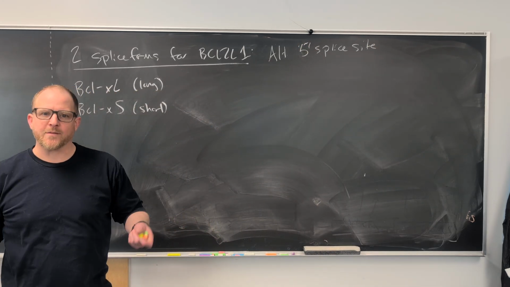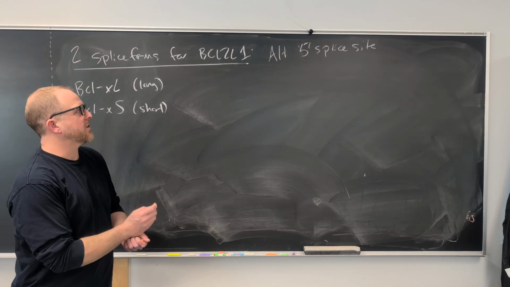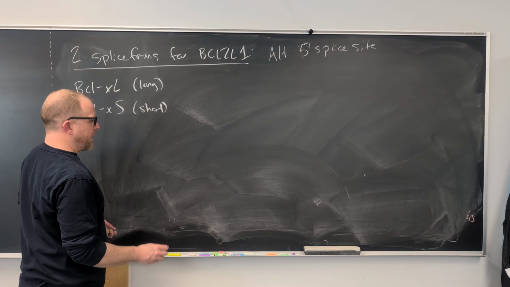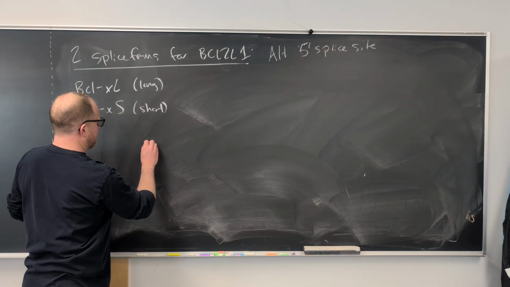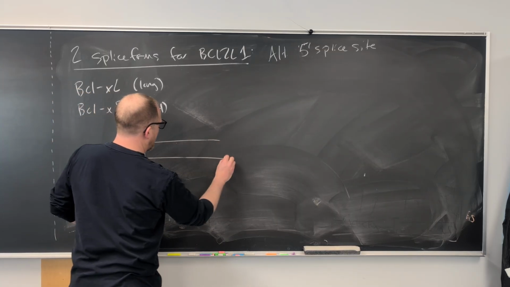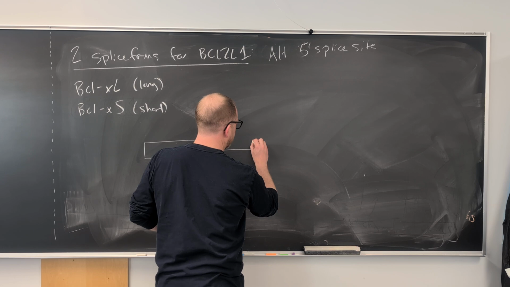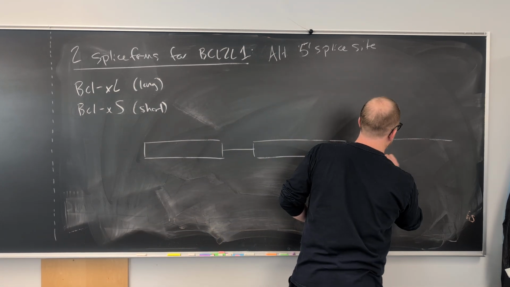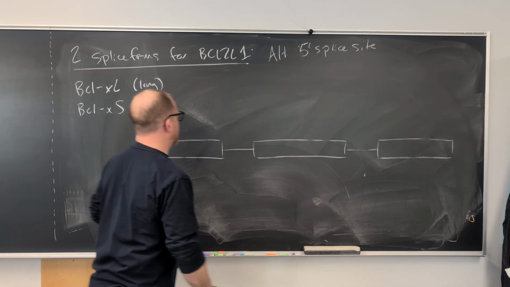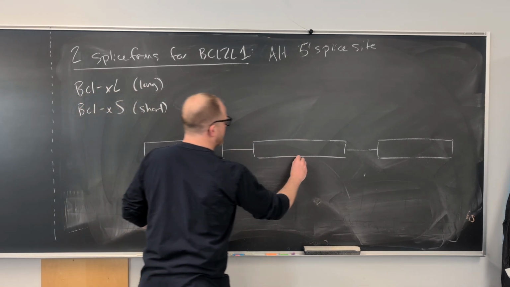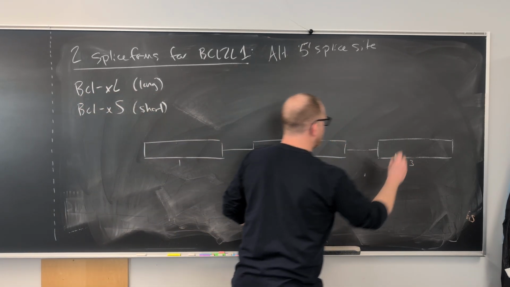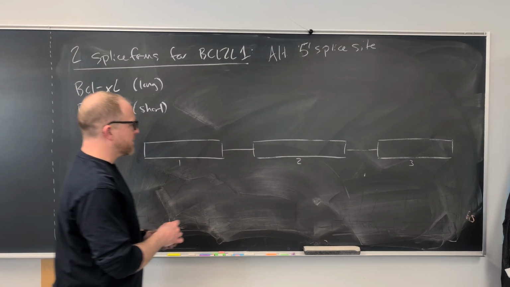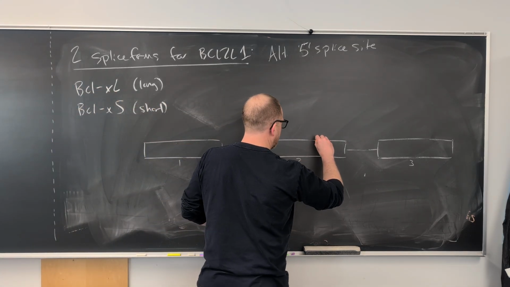Remember back to our examples of alternative splicing, this one uses an alternative 5' splice site to produce these two splice forms, right? So let's take a look at the BCL-2L1 gene. It's actually relatively simple. It consists of 3 exons, 1, 2, and 3. Now the alternative splicing occurs right here in exon 2.